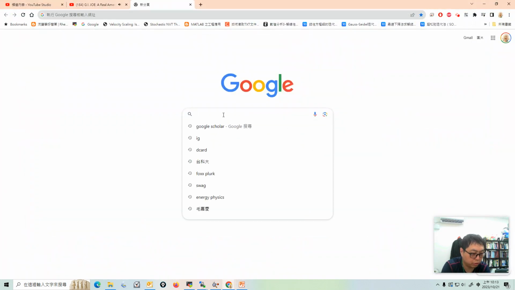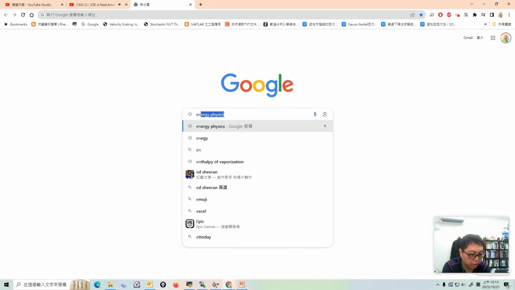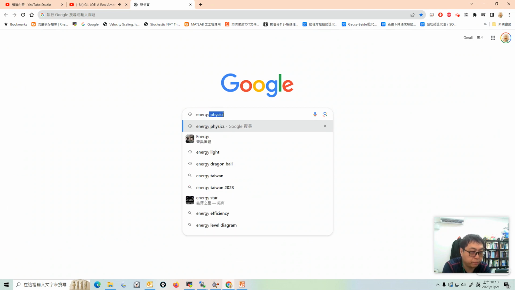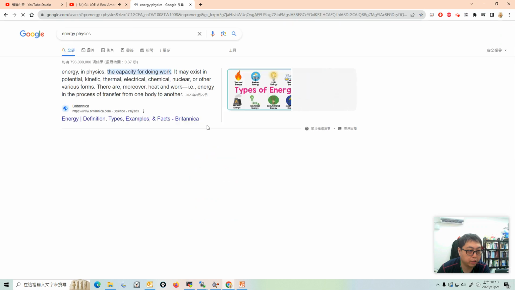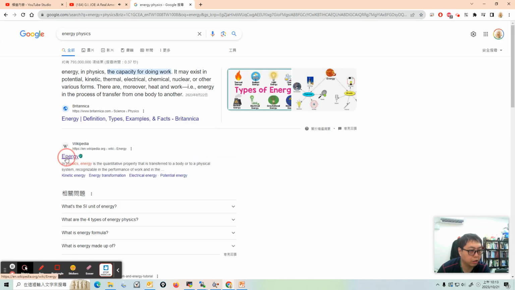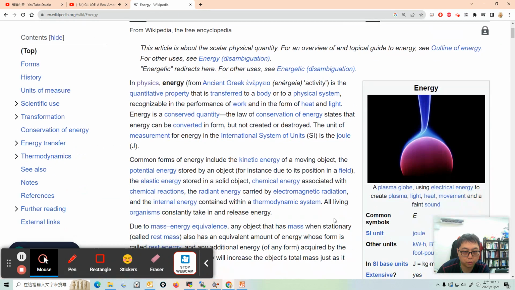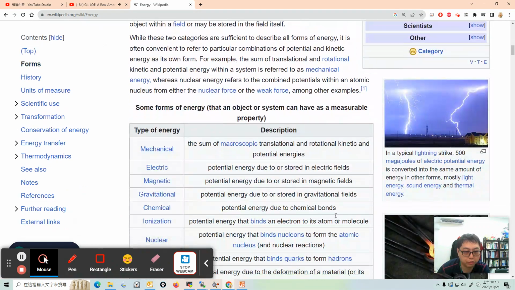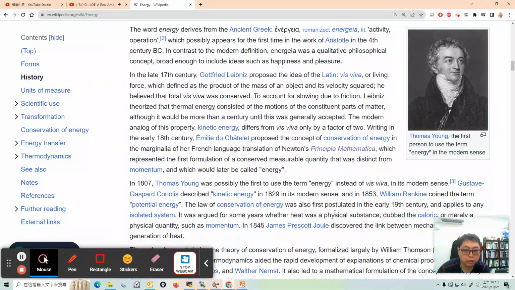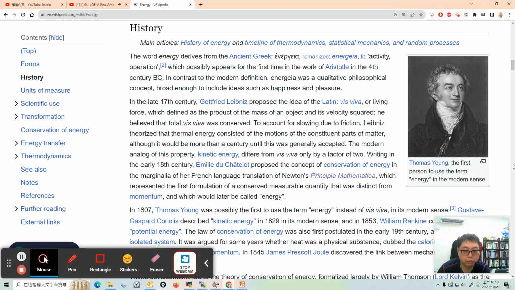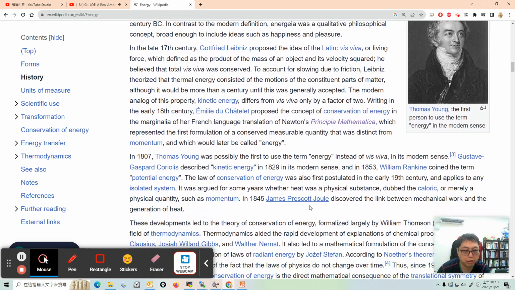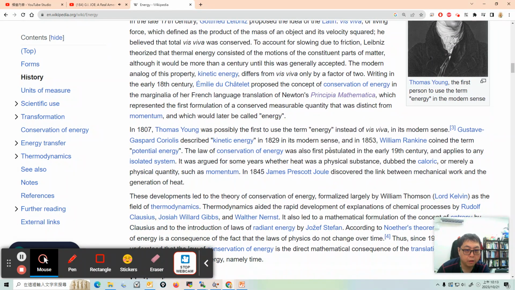But when you Google energy on Wikipedia, you will find that energy is a very late terminology in science. Let's scroll down. From Wikipedia, you will see that Thomas Young is the first person to use the term energy in modern science, about the 19th century. Before the 19th century, we really didn't know what so-called energy was.